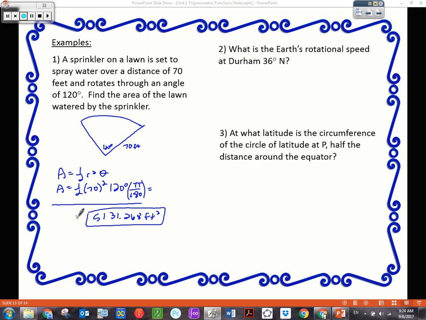It asks us, what is the Earth's rotational speed at Durham, whose latitude is 36 degrees north? All right, so here we go. Let's do our rotational speed thing. So I have the Earth. We'll put Durham up here, wherever. So that's the location. We're going to need a radius, right? That's what we were talking about just a few minutes ago. That's r. I need that little r. So I'm actually going to make a triangle.